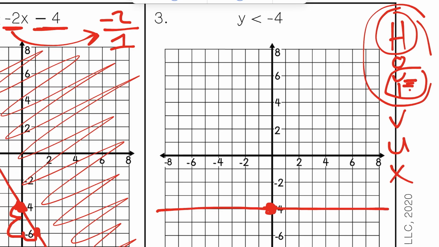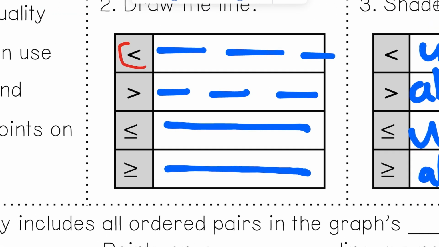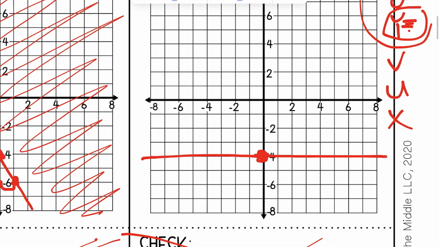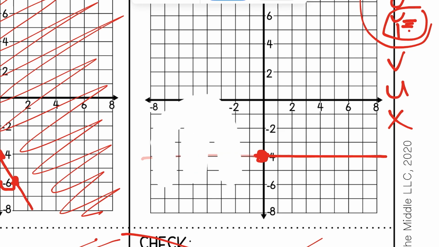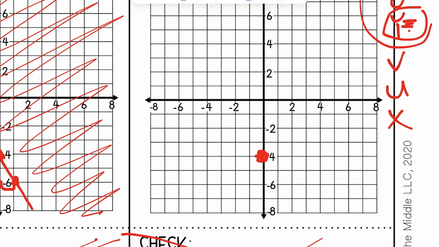So let me see, should this line be solid or dashed? Let's find out. It's that less than symbol. This is the one that matches, and it has a dashed line. So that's what I want to draw. If you already drew your line, that's fine. Just erase little parts, like here. See how you could erase there, erase there, there, and there. And then you would have a dashed line.